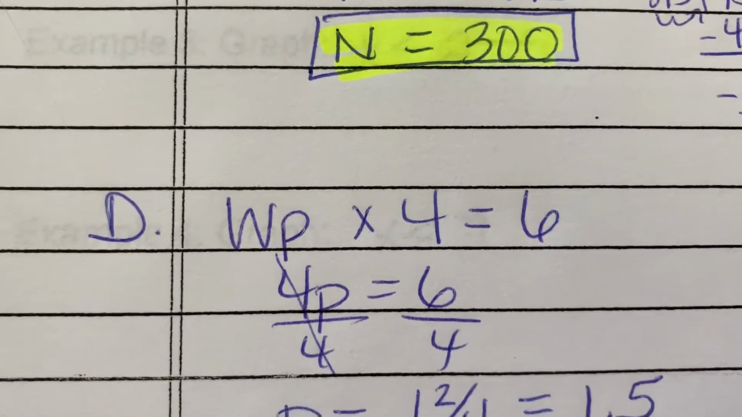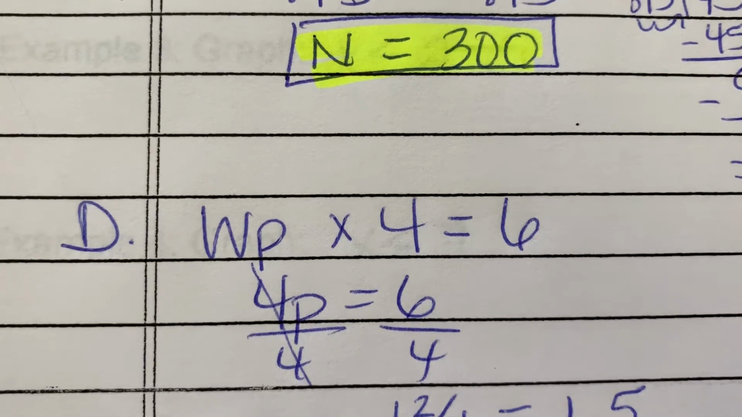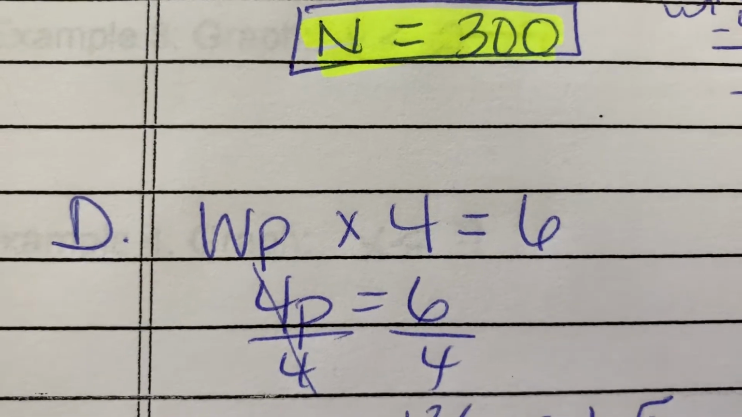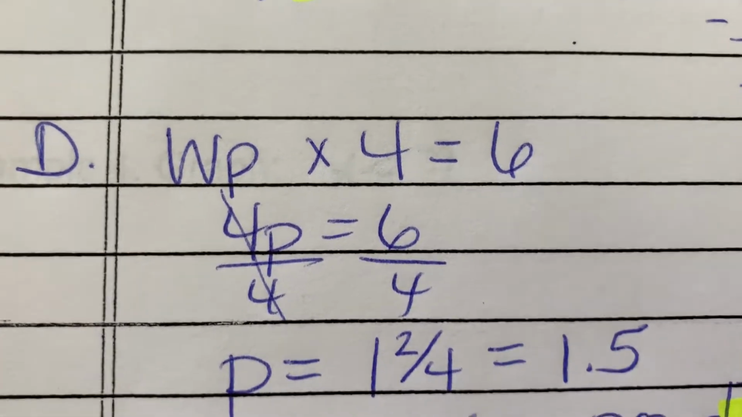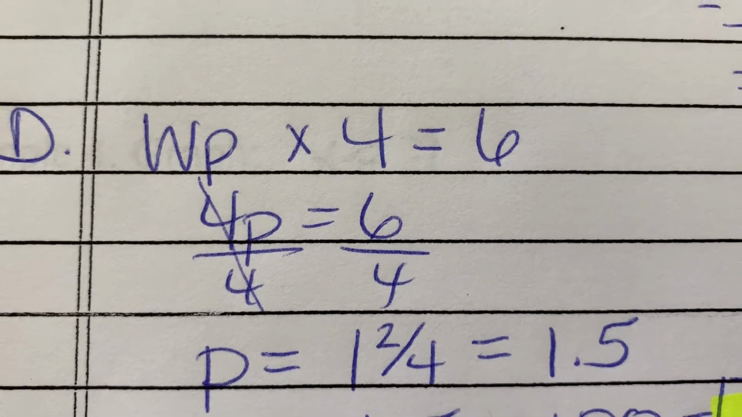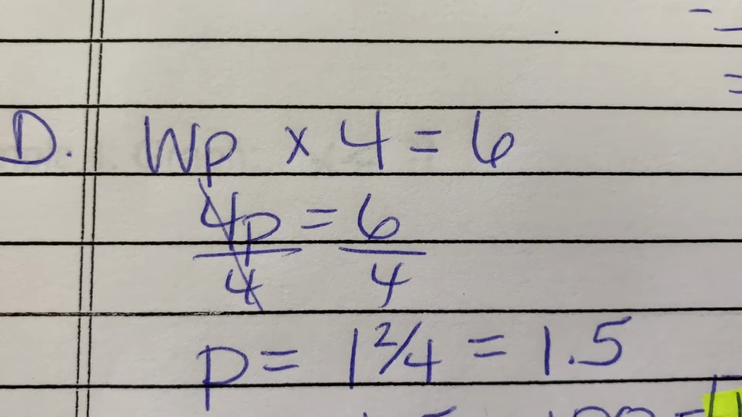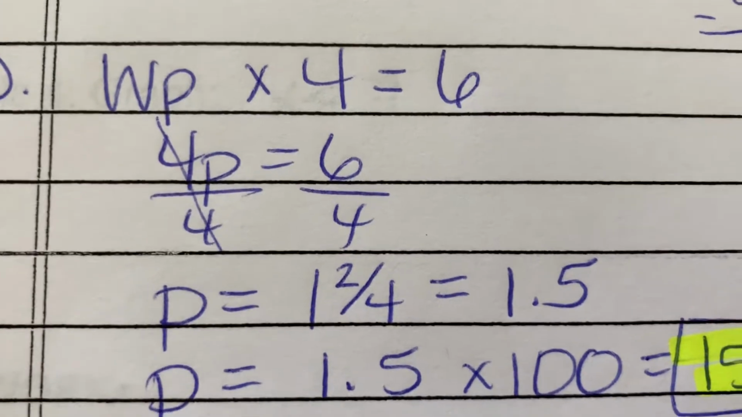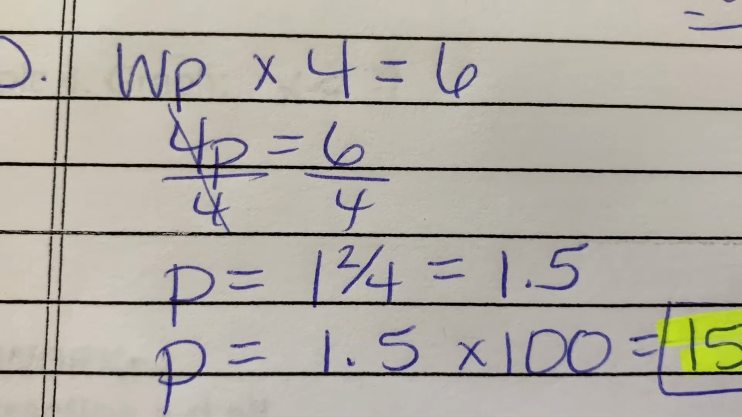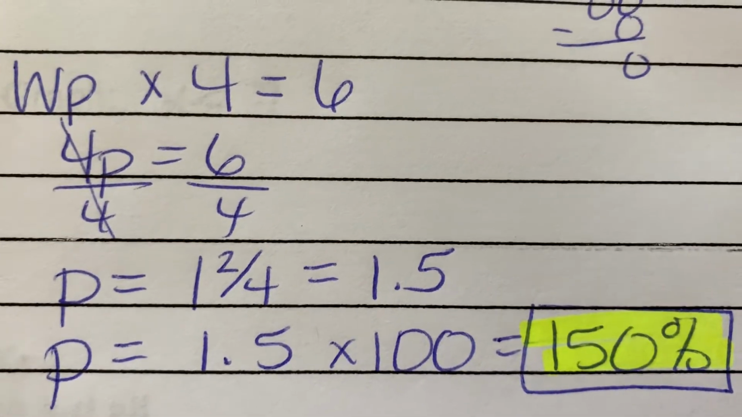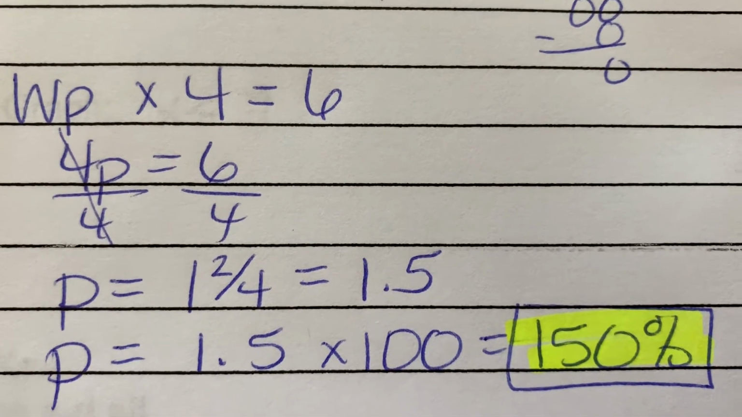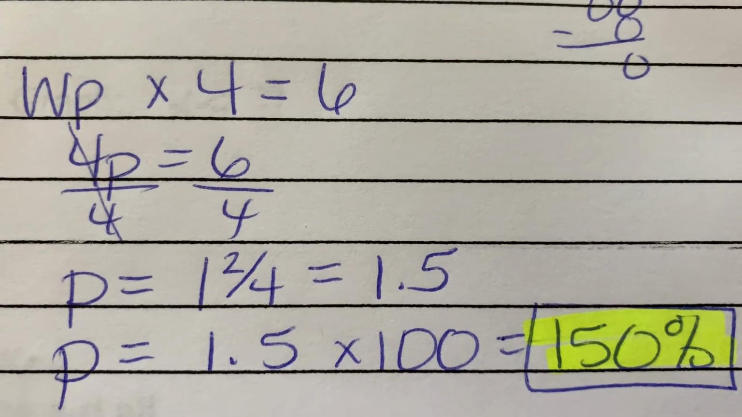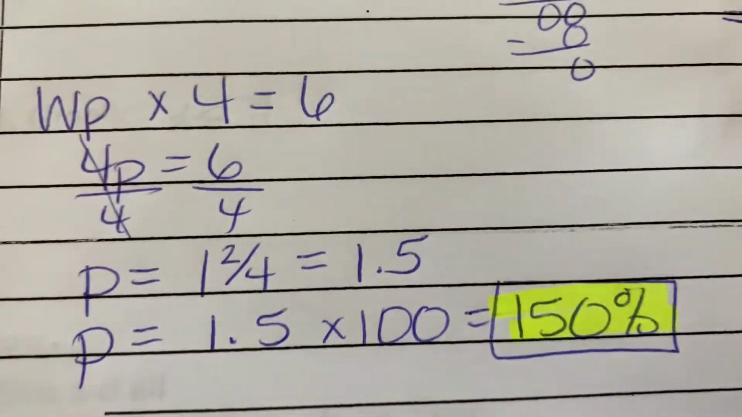All right, what percent of 4 equals 6? 4p equals 6. Divide by 4 on both sides. You should get a number greater than 1. 1.5, we know that's 1.5. But multiply by 100 or 100%, and you will end up with 150%. So that multiplying by 100 moves the decimal over 2 places.